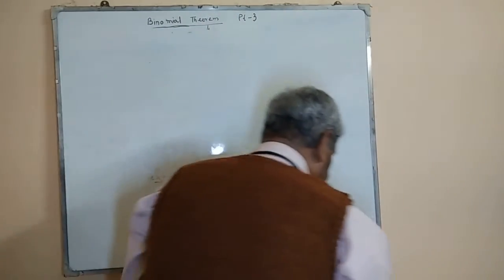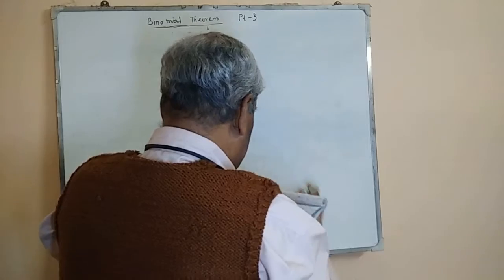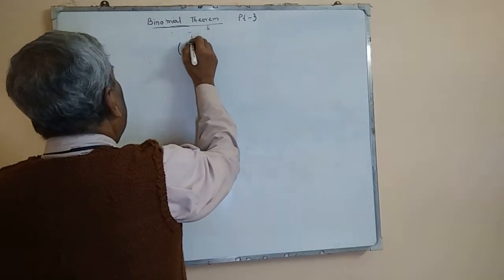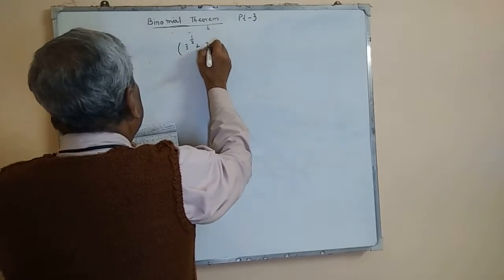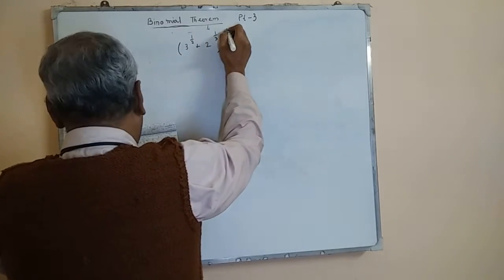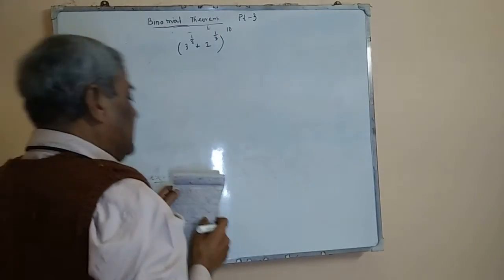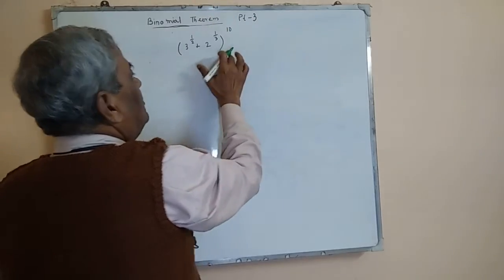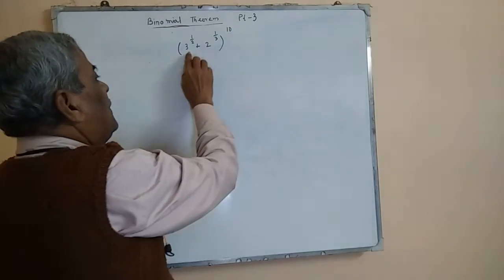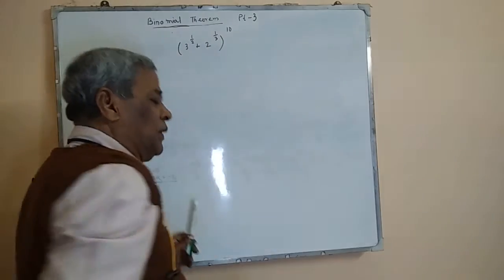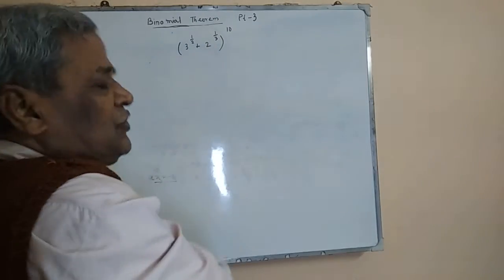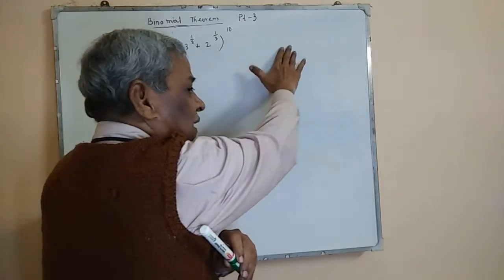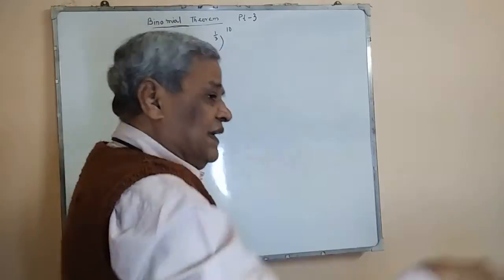Next problem is the sum of terms in (3^(1/2) + 2^(1/3))^10 which are integers. This is a binomial. First term is 3^(1/2), second term is 2^(1/3). So all powers are fractions. We have to find the sum of all the terms. There are 11 terms, and we want only the terms which are integers.